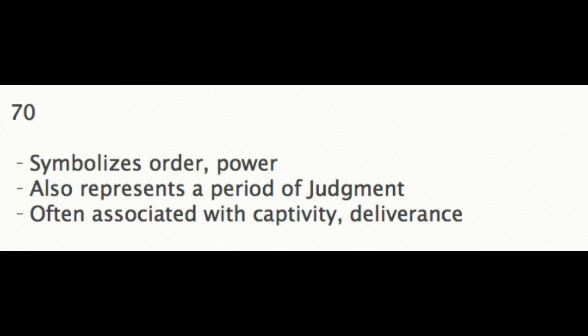Now, before we actually look at the scripture, I just wanted to tell you a little bit more about the number 70 and how it also symbolizes order and power. It can also represent a period of judgment, as we're going to see with Babylon and the Babylonian captivity, but also pay attention to how it's often associated with captivity and deliverance, and we're going to see how it plays a role in end time prophecy, when looking at the Babylonian captivity and much more.